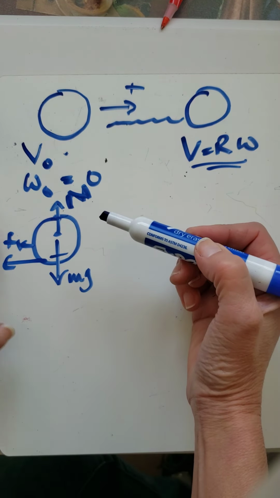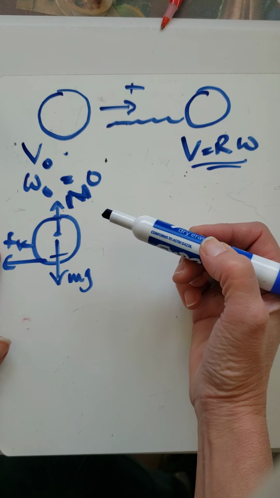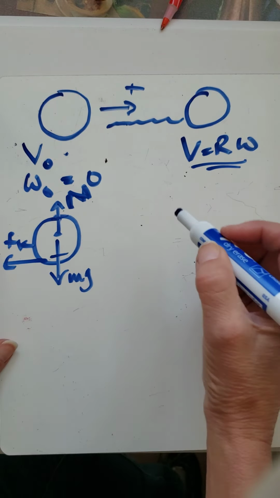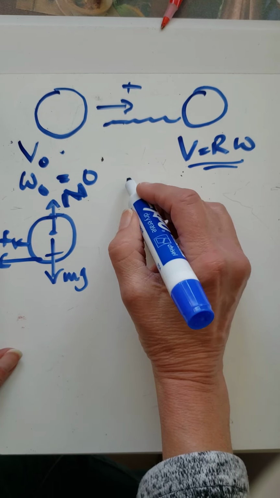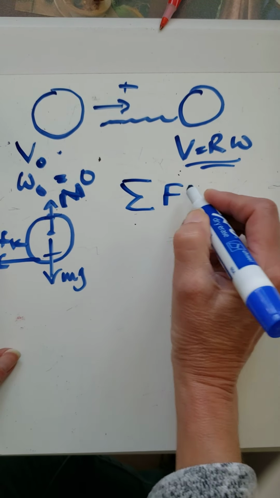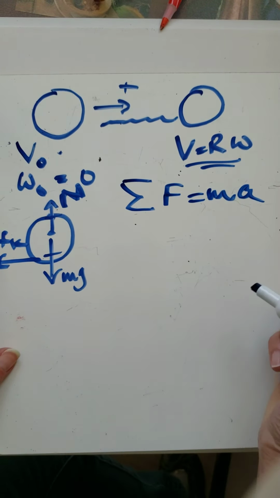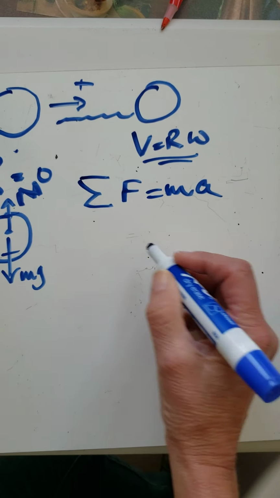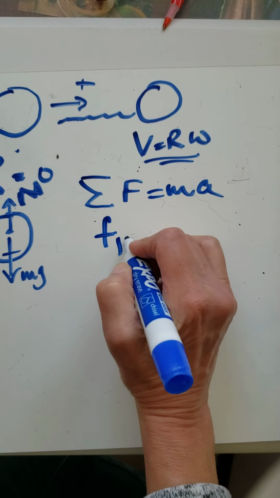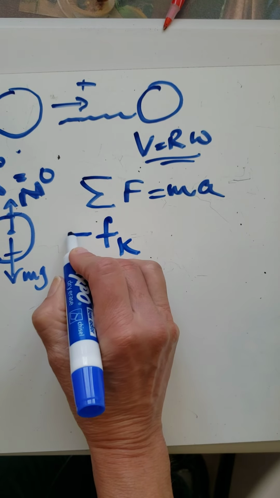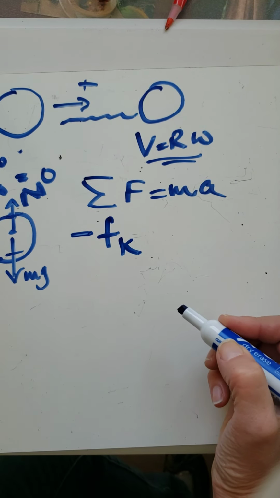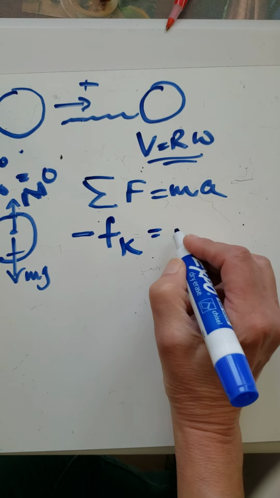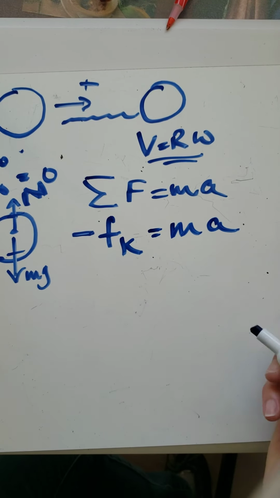So what do we want to do? We want to go back to tried and true laws, Newton's second law. So I'm going to start with the linear motion first. So if I look at the net force acting on my object, it is equal to the mass times the acceleration. My net force in this case is going to be friction. It's causing it to slow down, so I'm going to have a negative sign in front there. And then I'm going to have m times a.